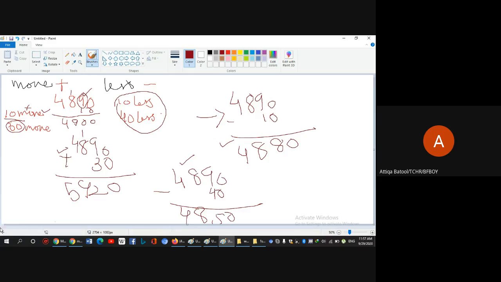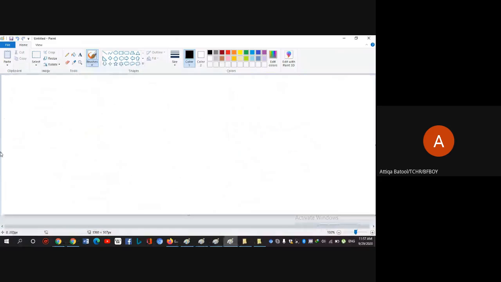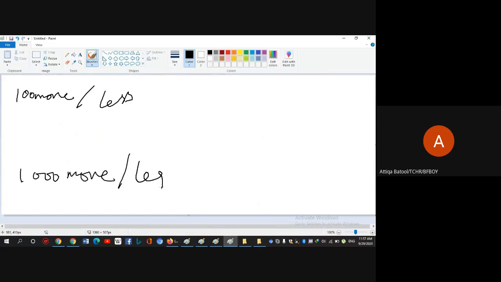Same is the case when we talk about 100 more or 100 less. Same pattern. If we talk about 100 more or less, or 1000 more or less. 4832, suppose this is the number. If we say 100 more, we will take the hundreds place number and we will add 1 into it.